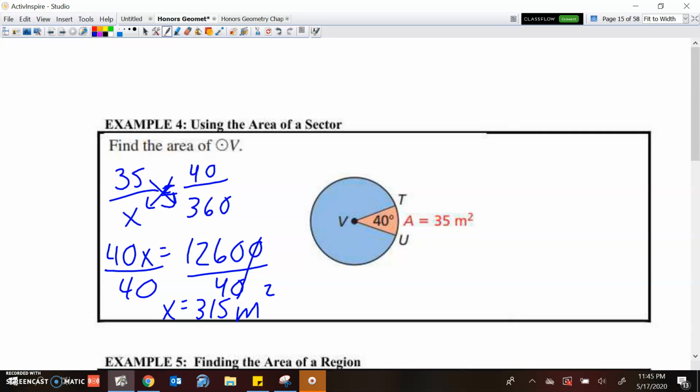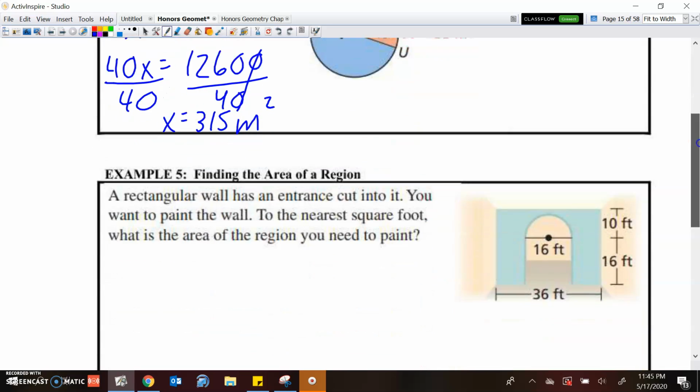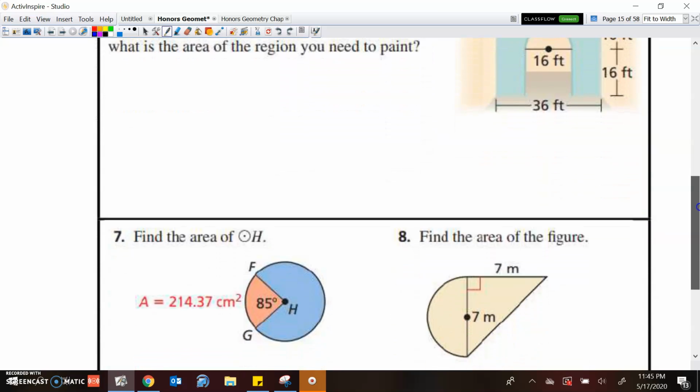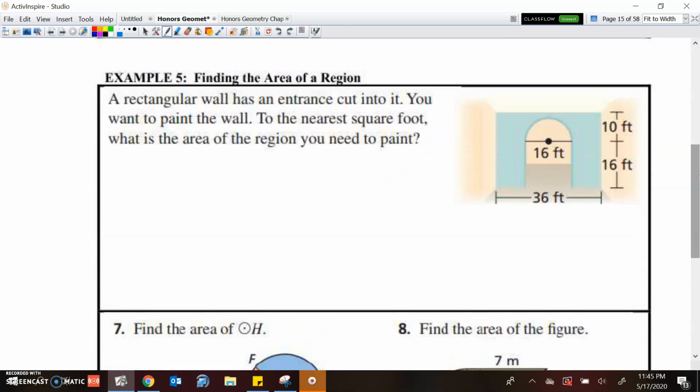And so if I do 315 divided by 9, I get 35. So it all maps out. We got it. Okay. Now I'd like to take a look at at least one of these last ones, just to give you an idea for application here.